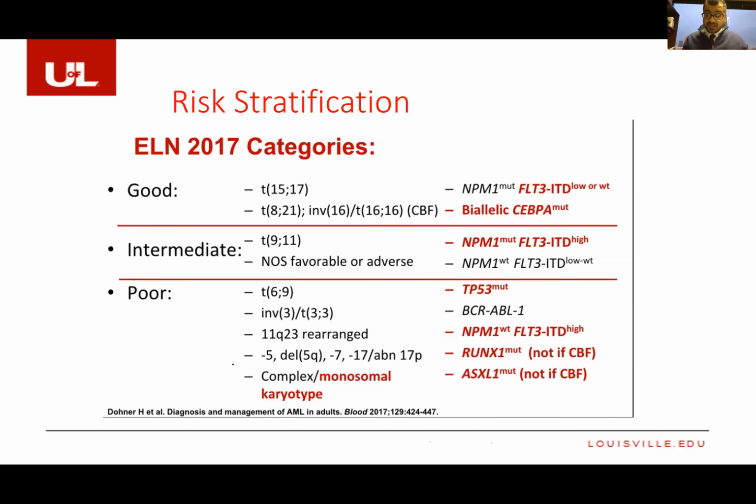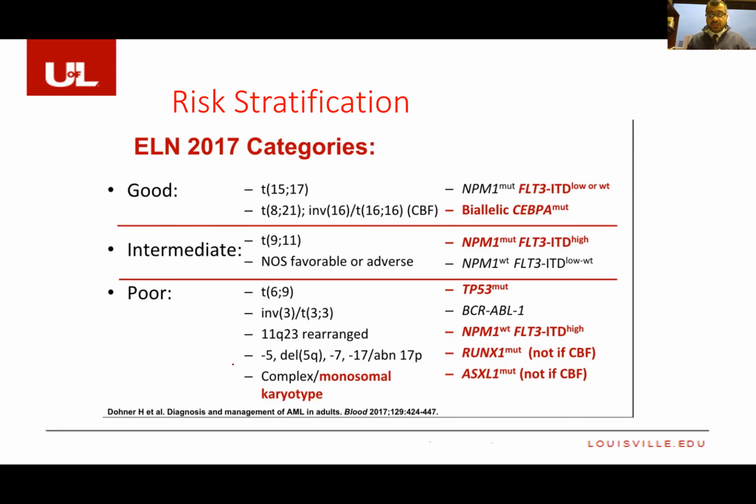NPM1 mutation, something that you would typically think of as bad when it's mutated, is actually a good marker. Those, if associated with a high allelic ratio of FLT3, then you're talking about an intermediate risk patient. If you have wild type NPM1, meaning the mutation is absent, but you have a low allelic ratio of FLT3 or wild type FLT3, that means they are also intermediate risk.